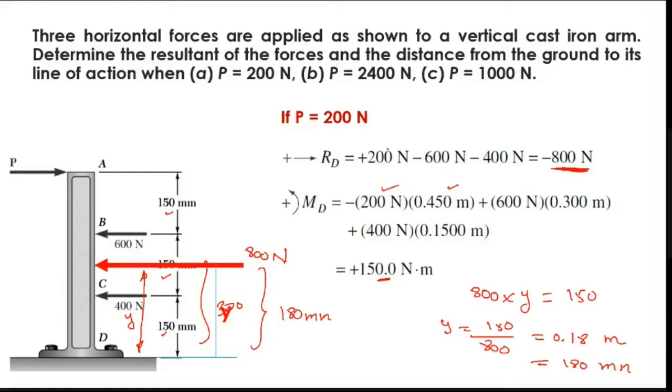Can you repeat the same for P when it is 2400 and P when it is 1000? You will have the difference in your resultant, and based on the resultant difference, the moment will also change accordingly. So identify it, find out, and justify. What happens if the force is changing, whether your distance is changing or not? I will give this as one more problem for this week.